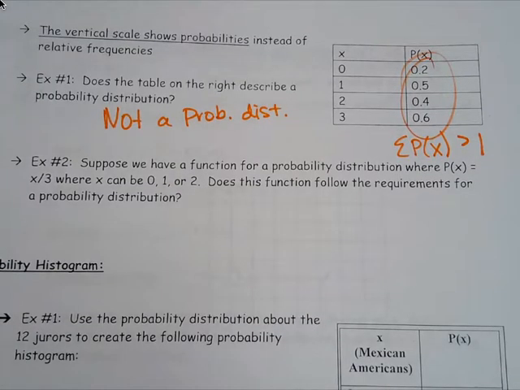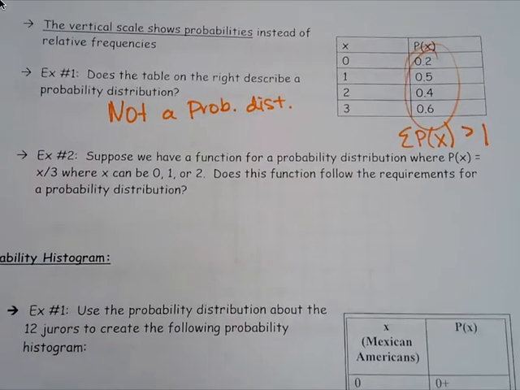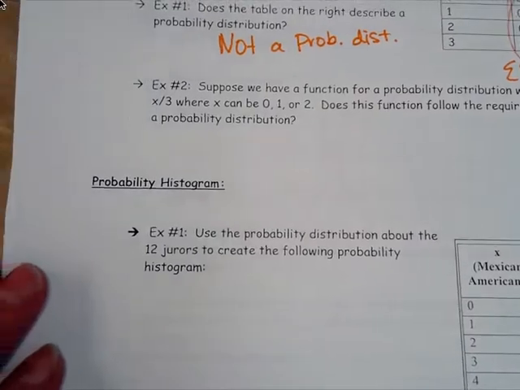Example 2, suppose we have a function for a probability distribution where P of X equals X over 3, where X can be 0, 1, or 2. Does this function follow the requirements for a probability distribution? So let's create the table.